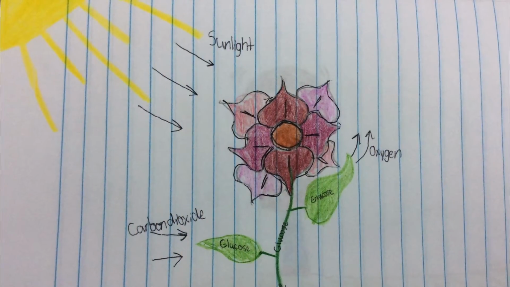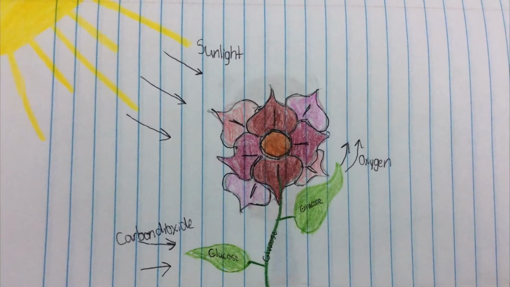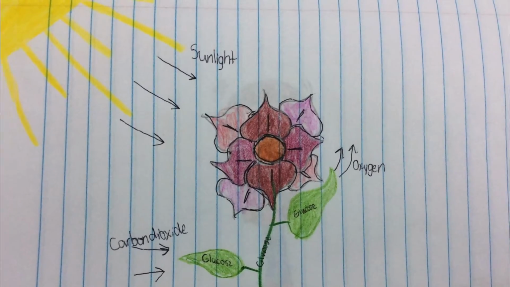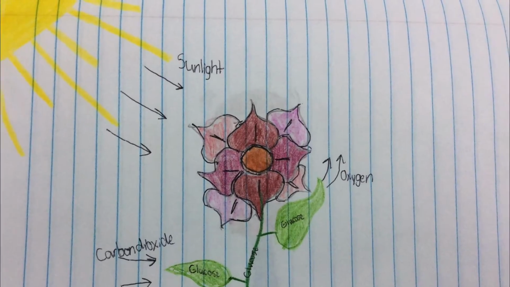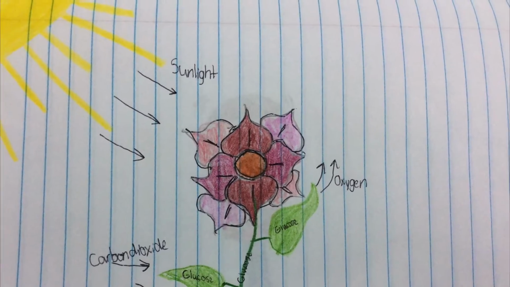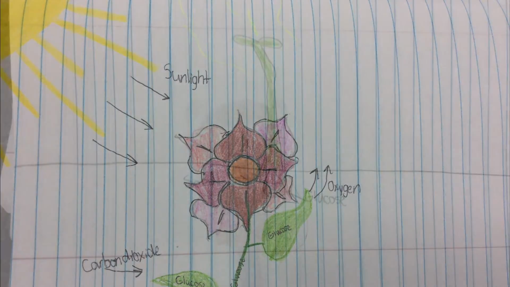Photosynthesis. We learned that all plants perform a process called photosynthesis. Photosynthesis is when a plant makes its own food using carbon dioxide, water, and light. A plant's food is glucose. During photosynthesis, plants also make oxygen, which we breathe to survive.